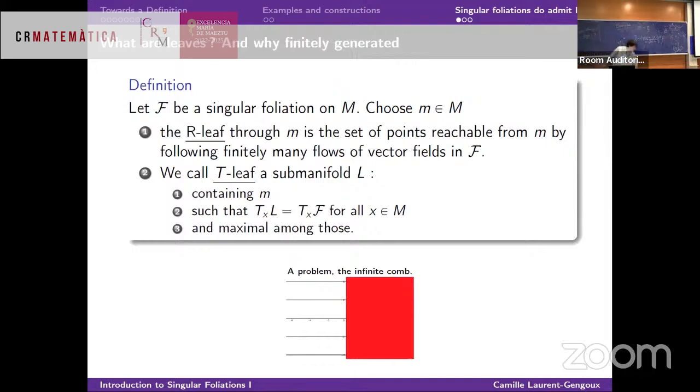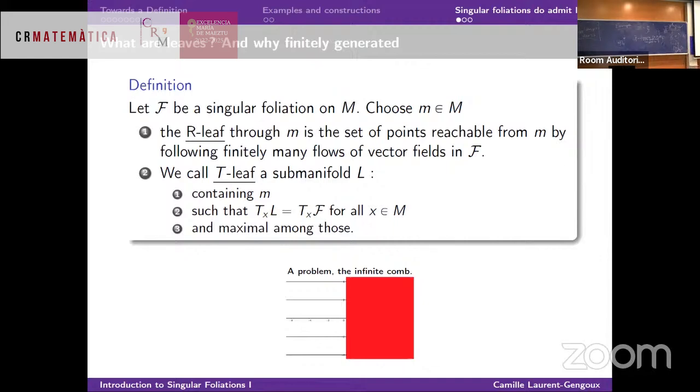Exists. So first I have to define what is a leaf. And just for a few minutes, just to make you more confused, I will define two different types of leaves: R leaves, the reachable points, and T leaves, the tangent leaves. Okay, so what's the problem?